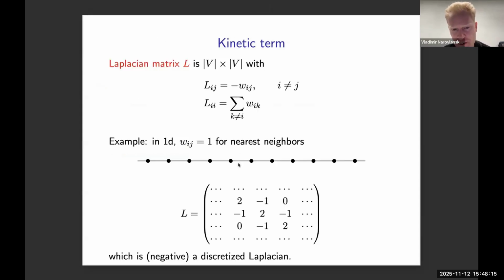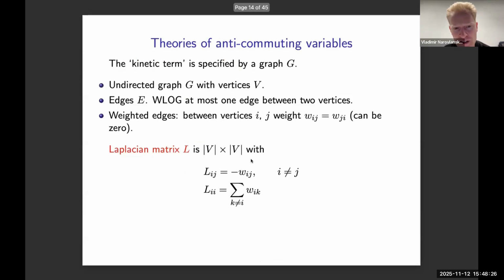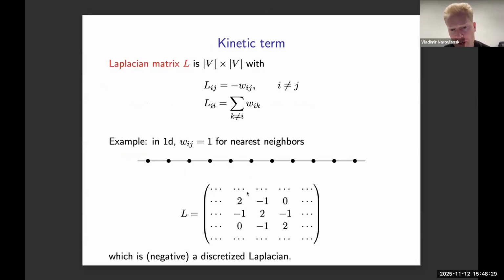Here, to be very explicit, I give one example. In 1D, if we take unit weights and the usual lattice system of nearest neighbors connected by a line, then the Laplacian matrix takes this form. We have a -1 because the weight is 1 between every two nearest neighbors, and on the diagonal we have 2 because every vertex has 2 neighbors. Then the sum of the rows and the columns is 0. This is just the discretized Laplacian, and this is why it's called the Laplacian matrix, of course.